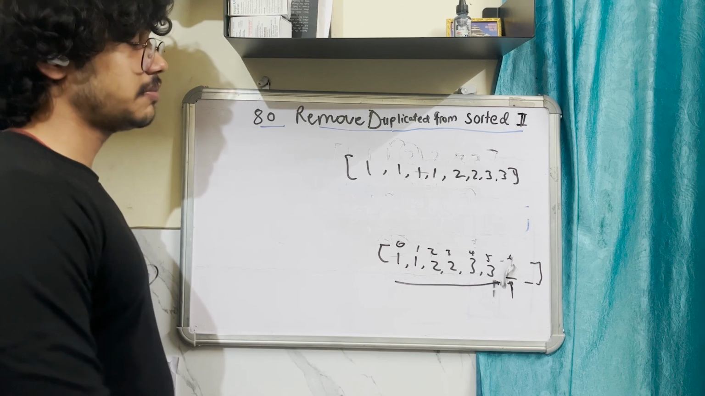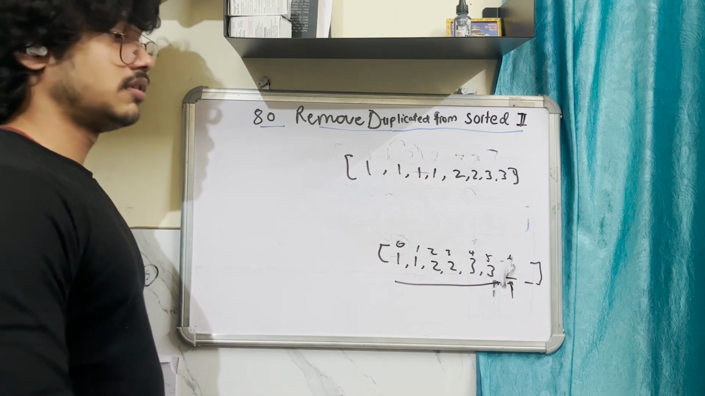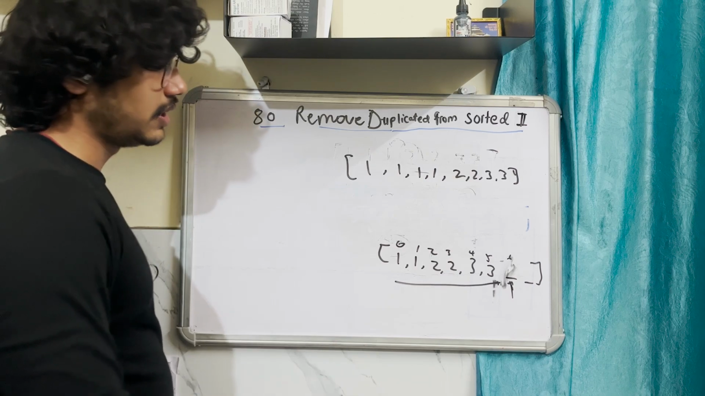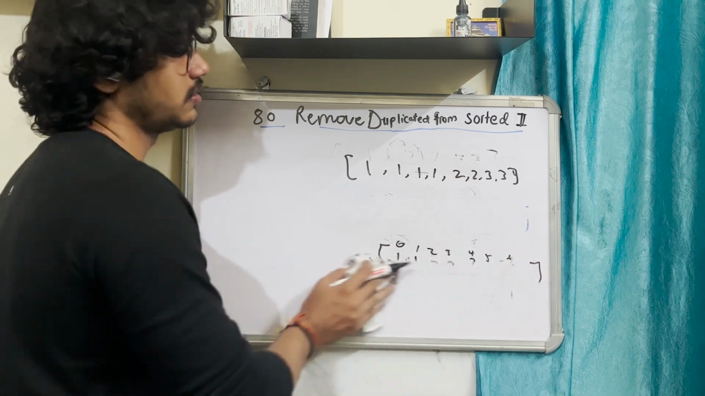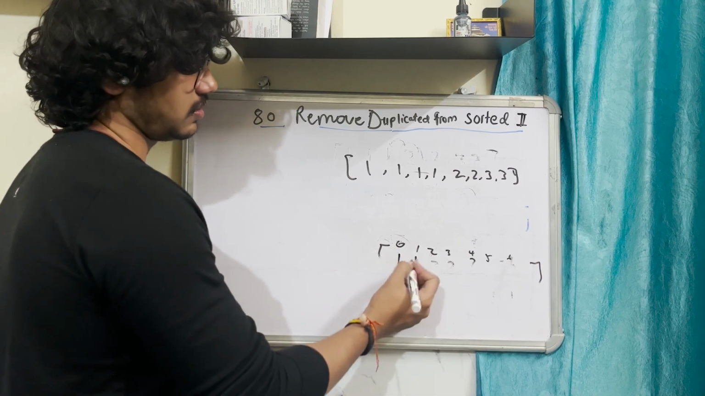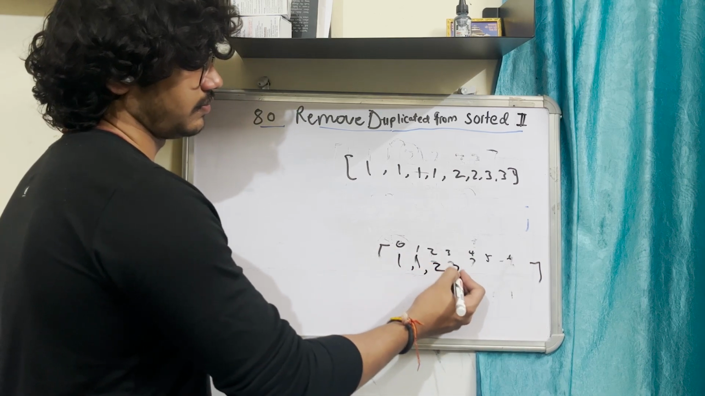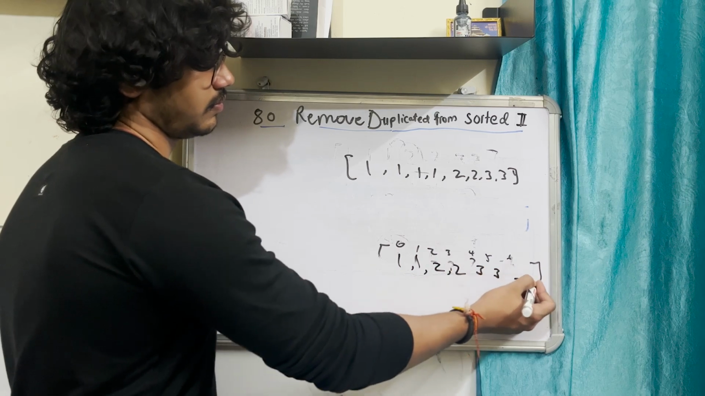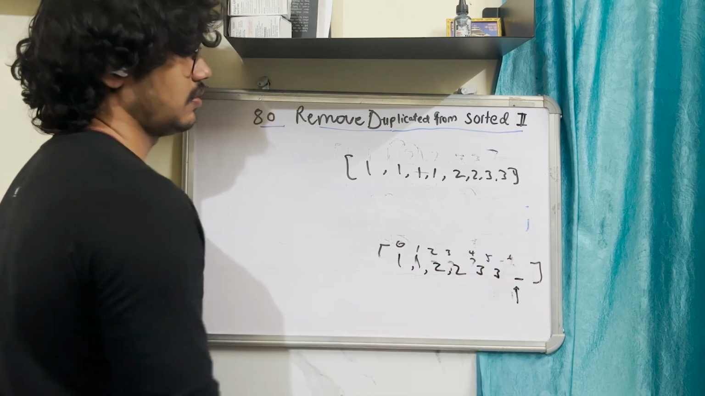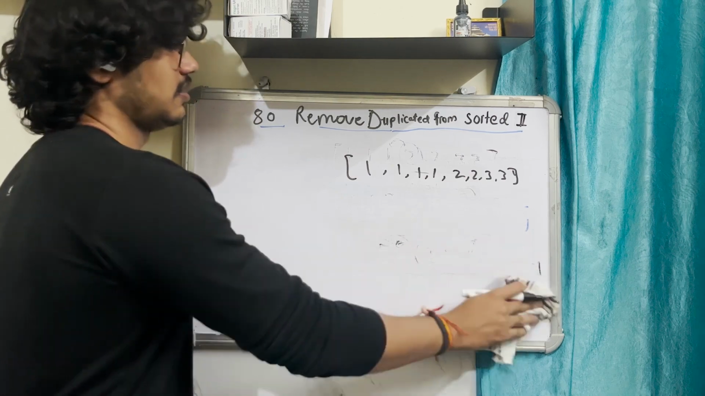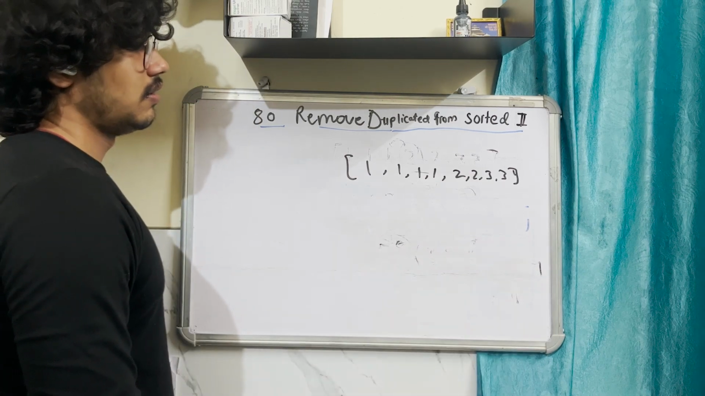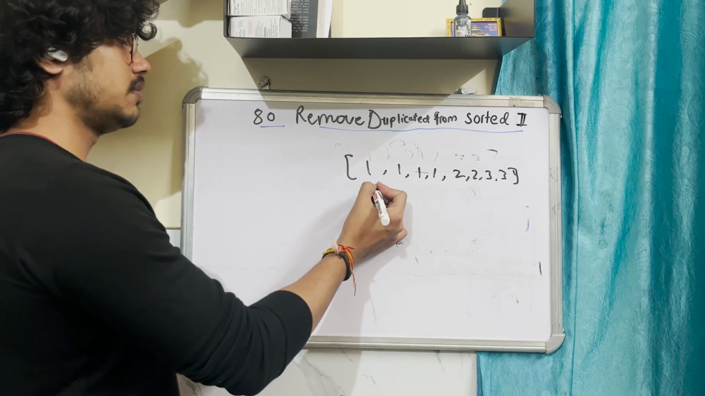You can use a hash map, but that will use O(n) space complexity. So rather, I'll give you a better approach.